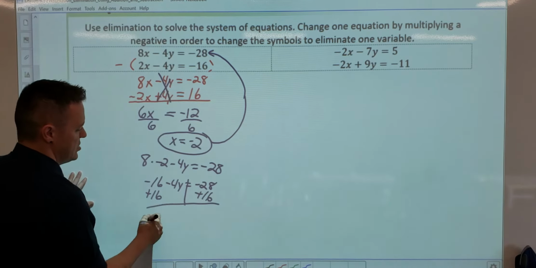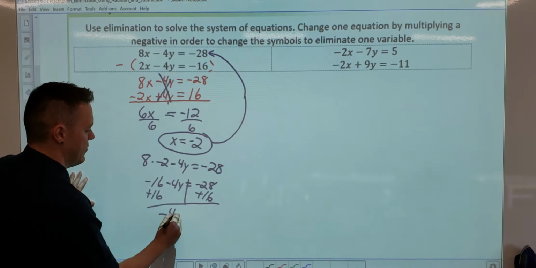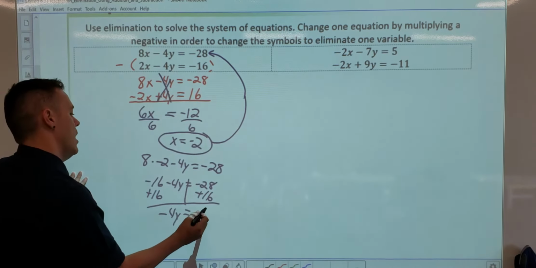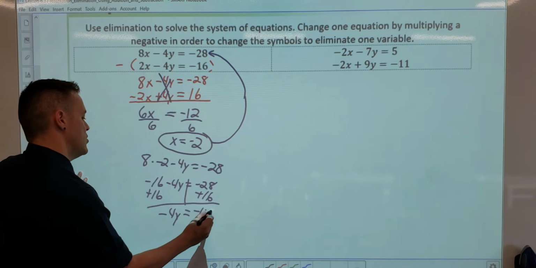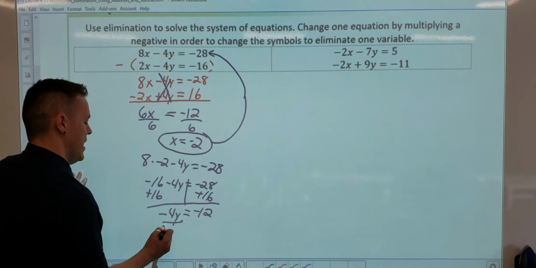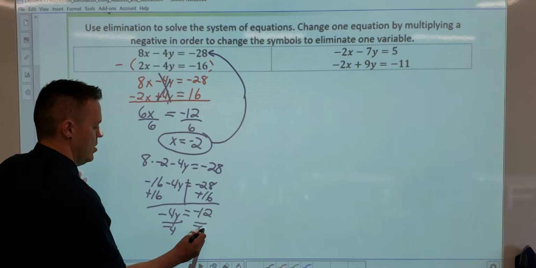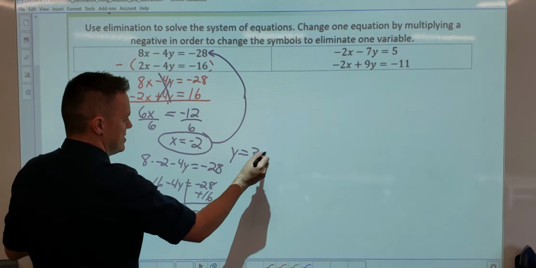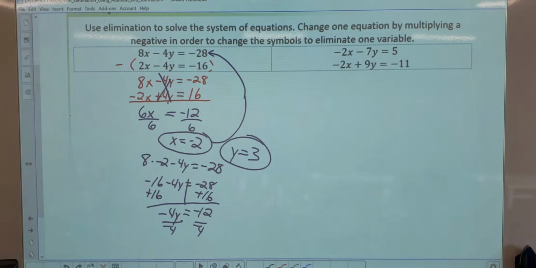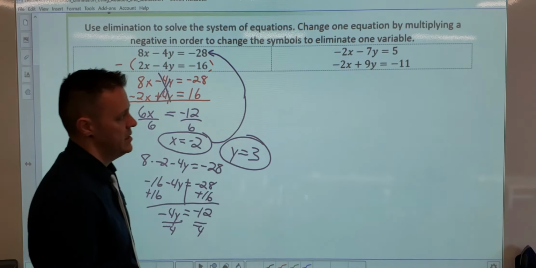And when you do that, ladies and gentlemen, these cancel out. You get negative 4y equals, that would be negative 12. Divide by negative 4. And y equals a positive 3. Nice.